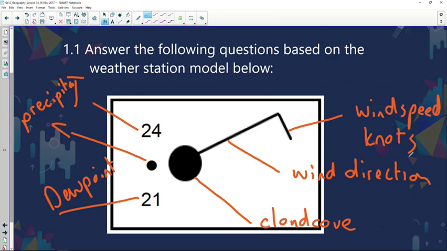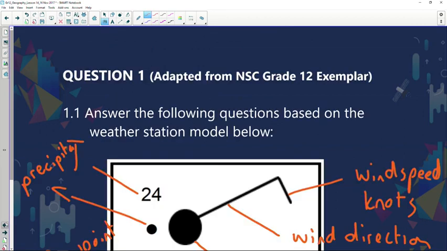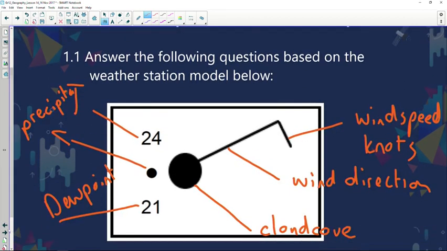The first time you did the weather station model was in grade 10. But let's quickly look at the questions. Write down the air temperature of the weather station model. The temperature experienced on this weather station model is 24 degrees.